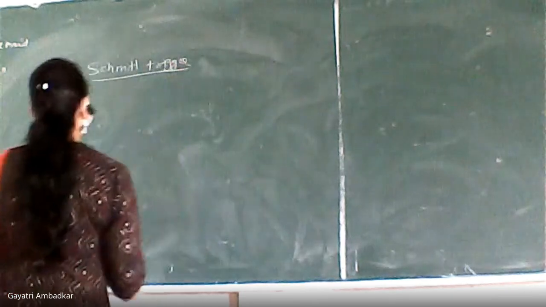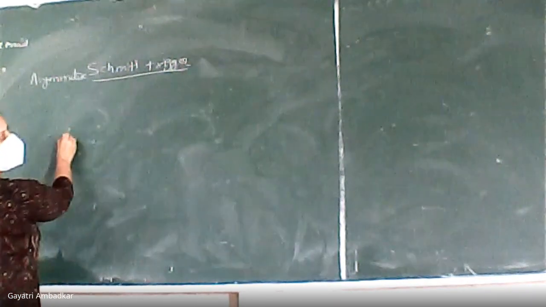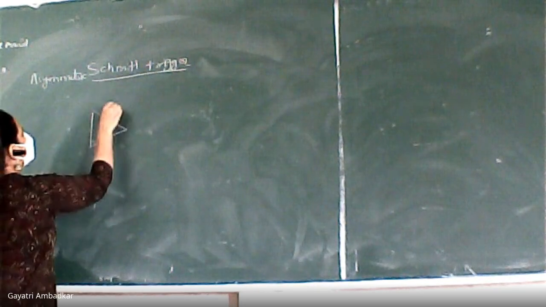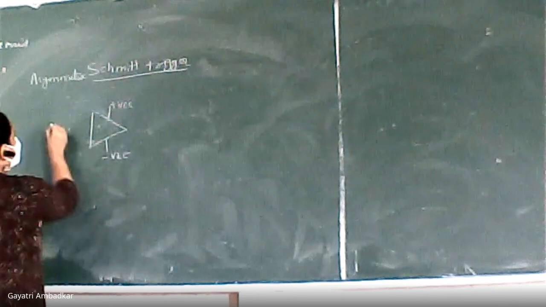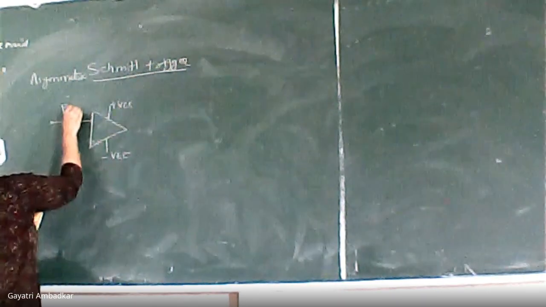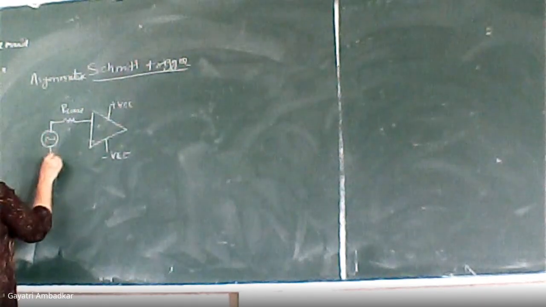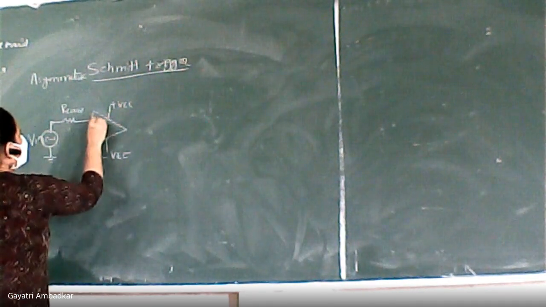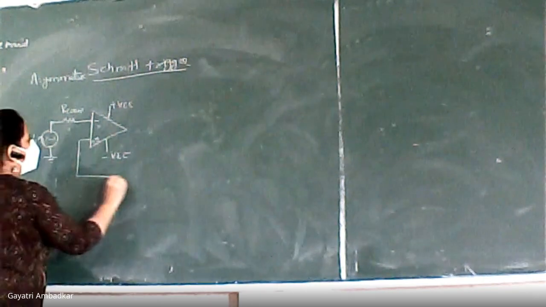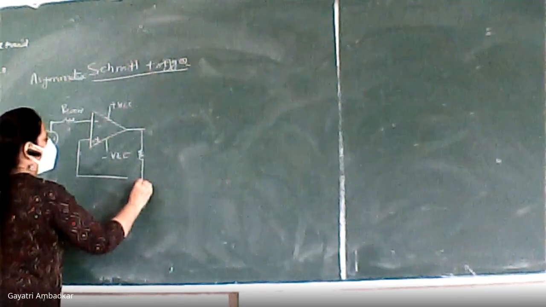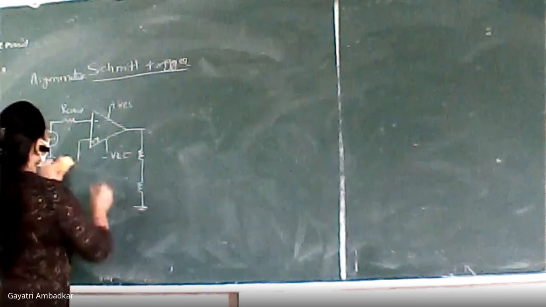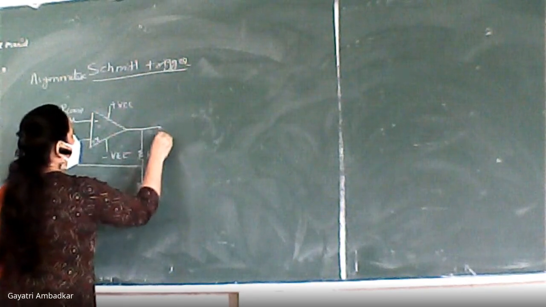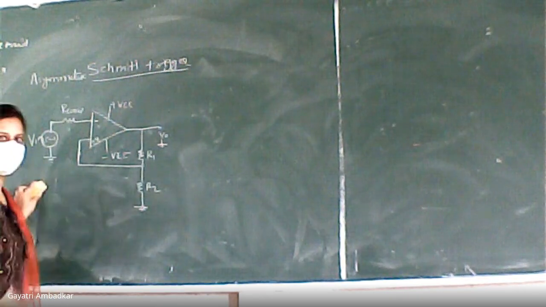So, how will the circuit be? Again, draw the Schmitt trigger circuit. Input voltage connected to the inverting terminal, feedback is given through resistances R1, R2, VO. Okay, this was our symmetrical Schmitt trigger.